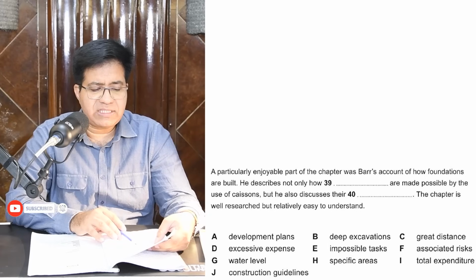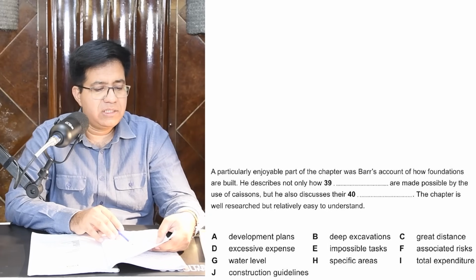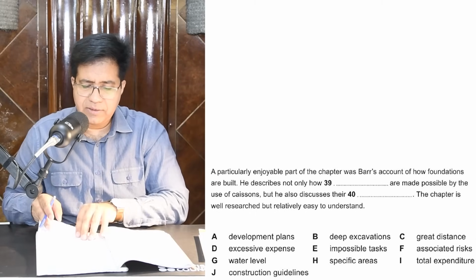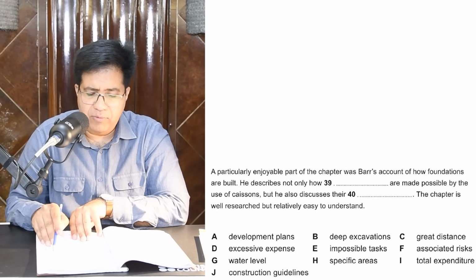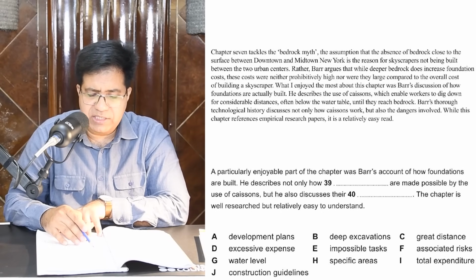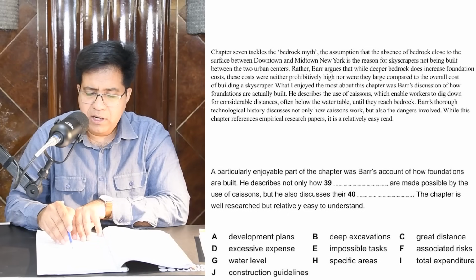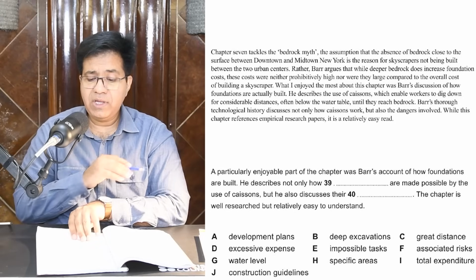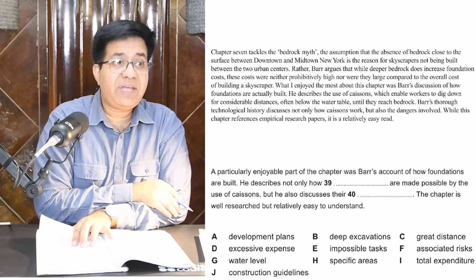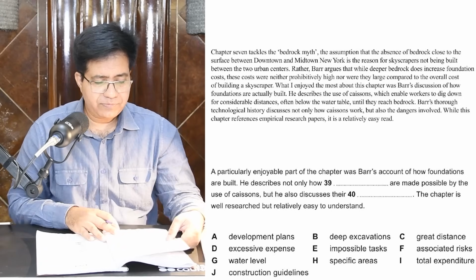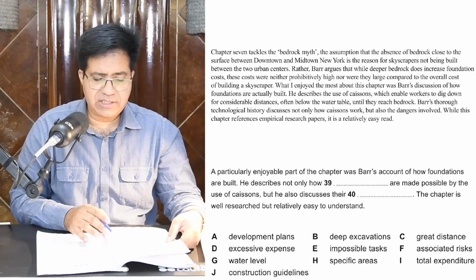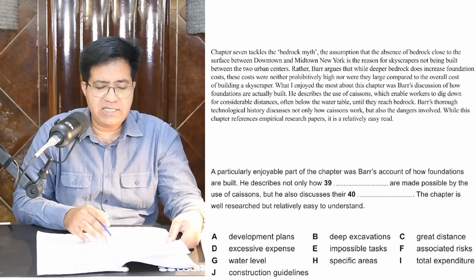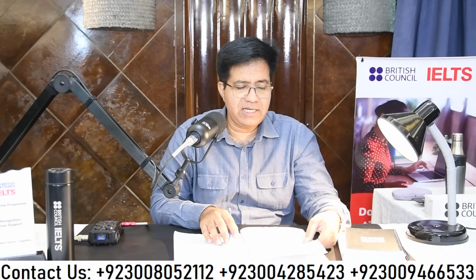But he also discusses there. There means cations. There dash. So we come back. Dig down. I'm reading after dig down. For considerable distances, often below the water table, until they reach bedrock. Barr's thorough technological history discusses not only how cations work, but also the dangers involved. Now, dangers of cation. Look for dangers. Well done. Dangers, that is option F, associated risks. So correct answer is F.